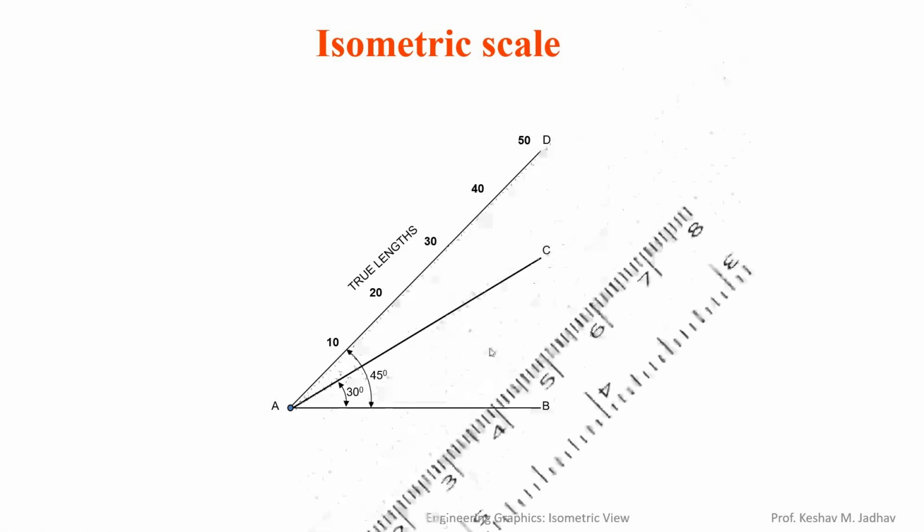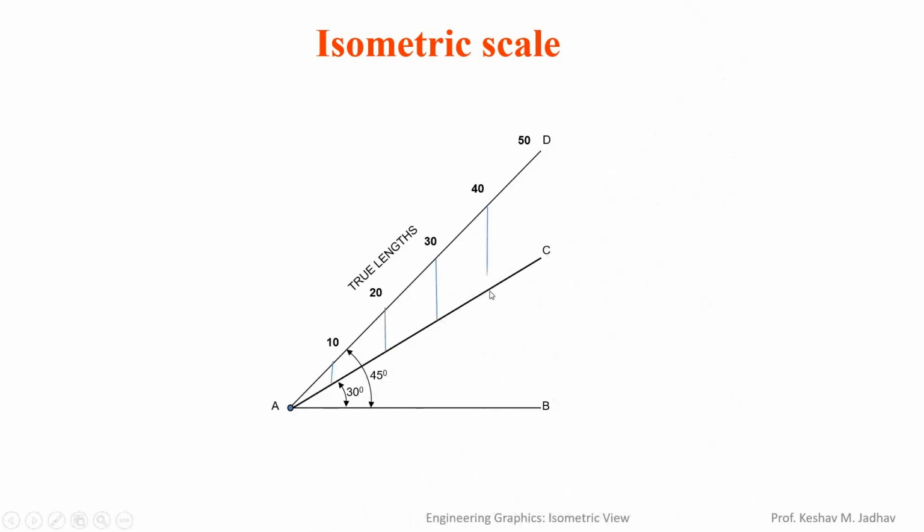Now from these points draw vertical lines like this. So these vertical lines will intersect line AC which is at 30 degree inclination. So we can mark these points like 10, 20, 30, 40, 50 etc. So lengths on AD are the true lengths, and respective lengths on line AC are isometric lengths.